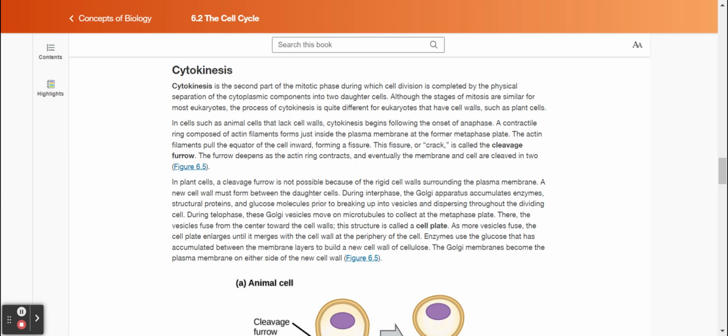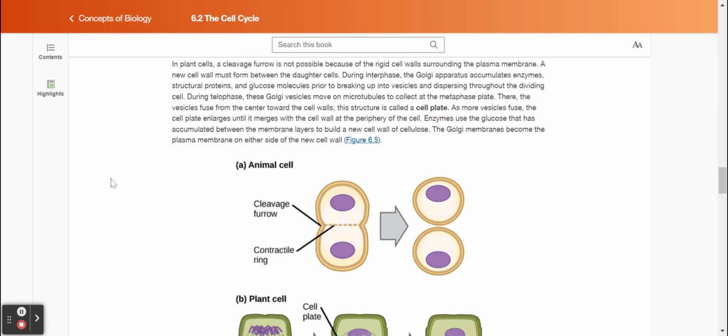In cells such as animal cells that lack cell walls, cytokinesis begins following the onset of anaphase. A contractile ring composed of actin filaments forms just inside the plasma membrane at the former metaphase plate. The actin filaments pull the equator of the cell inward, forming a fissure. This fissure, or crack, is called the cleavage furrow. The furrow deepens as the actin ring contracts, and eventually the membrane and cell are cleaved in 2.